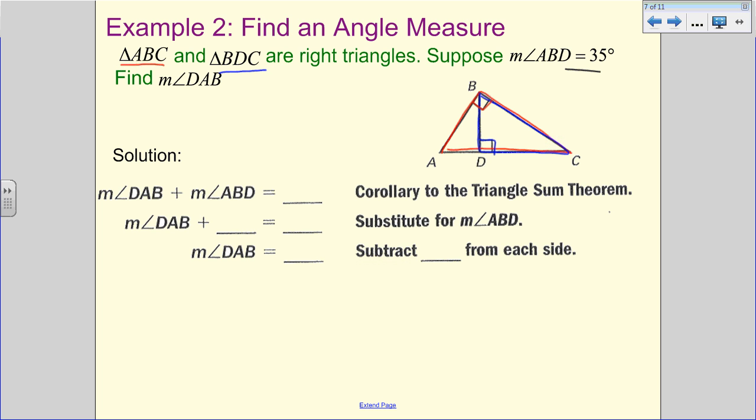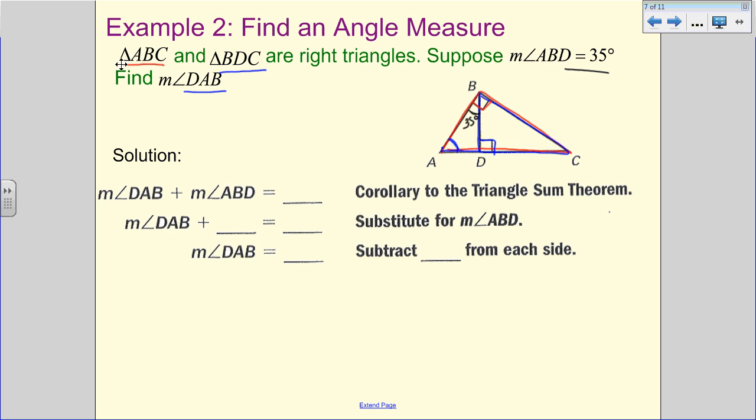So they're telling me that this angle ABD is 35 degrees. Find the measure of angle DAB. So we need to go from D to A to B. So I need to find this angle down here. So how does that help us?